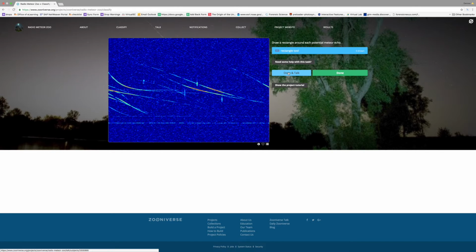So also you have the option of clicking Done and Talk. After you complete your classification, if you find something that is very interesting and you want to discuss it, you may do that. That is an optional choice for you. I highly suggest being logged into your account so that if you make a discovery, you are credited for that discovery in your citizen science account.